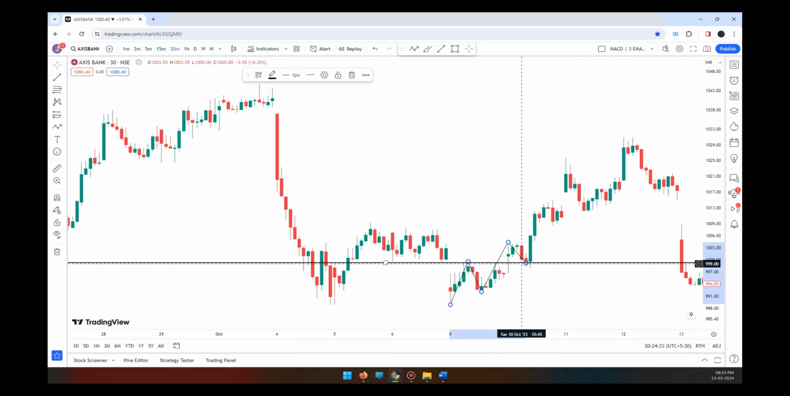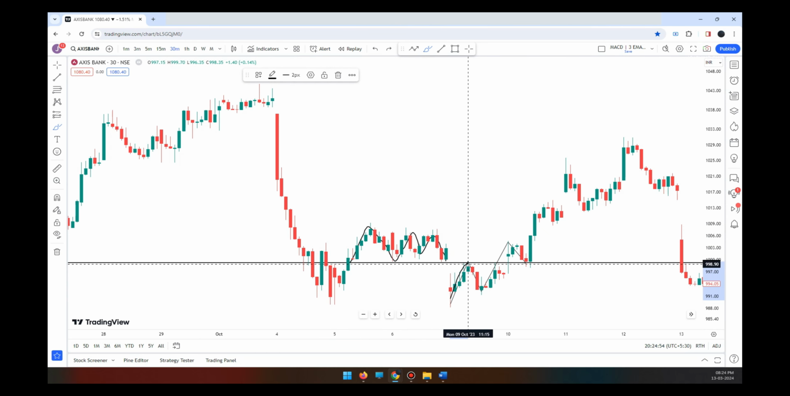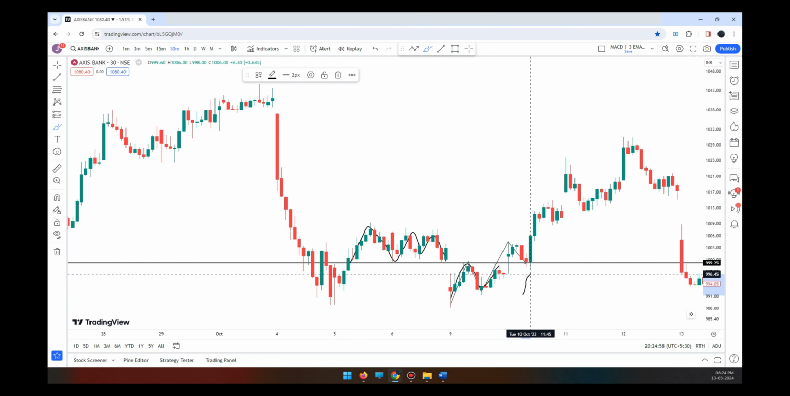Now when the prices reach here, the first thing that we need to go back and see is, has this level been tested multiple times in the past, both as support and resistance? If we see here, this level has been tested multiple times as support and this level has been tested as resistance as well. So this satisfies the condition.